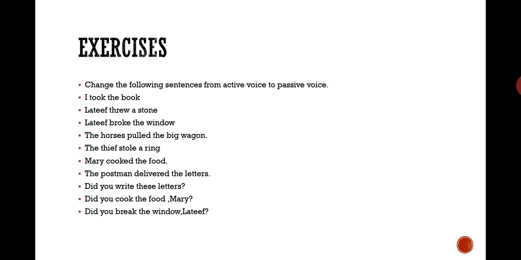Let's go on. Exercise. Change the following sentences from active voice to passive voice. I took the book. Latif threw a stone. Latif broke the window. The oxen pulled the big wagon. The thief stole a ring. Mary cooked the food. The postman delivered the letter. Did you write this letter? Did you cook the food, Mary? Did you break the window, Latif? These are all forms of active voice to be changed to passive voice.